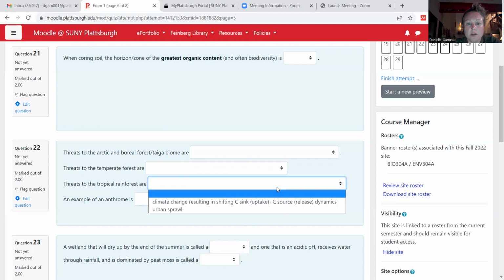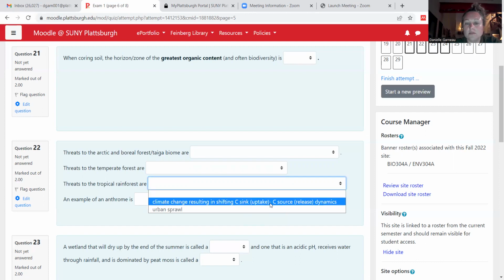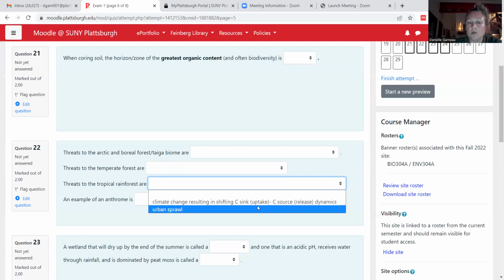Threats to the tropical rainforest, climate change resulting in a shift in carbon sink and source dynamic. I think we mentioned that was going to be one of the things we worried about. The Amazon experiencing multiple years of drought, right? Very important that these big trees are found there in abundance, right? They're pulling in our carbon dioxide. But if they're dying over multiple years of drought, they're going to start releasing some of that carbon as they decay. And so that's where that comes into play. In terms of urban sprawl, we don't see a ton of that occurring. Yes, there's areas where villages are being established, but I wouldn't necessarily bring that to the level of urban sprawl.